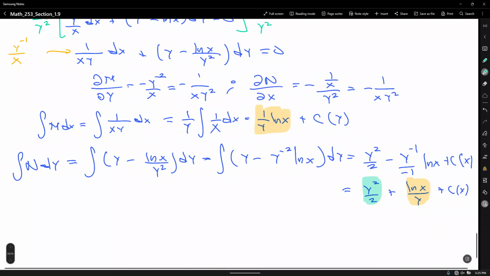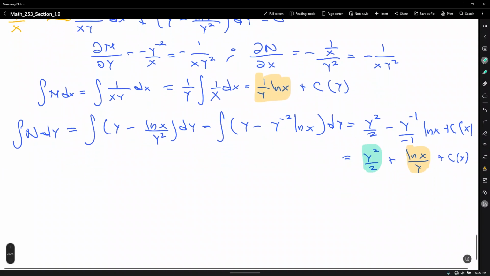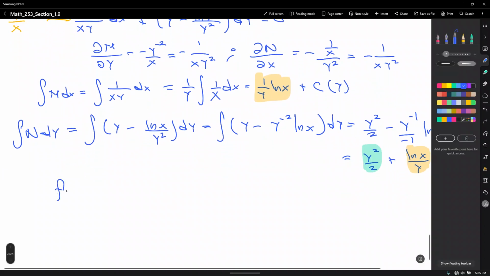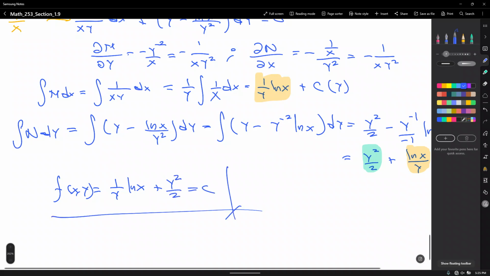So let's form our solution. f of x, y, which is 1 over y ln of x plus y squared over 2, and let that be equal to c. All right? And that's going to be our solution. And no, I don't think we can, yeah, we could potentially solve for y for this one, but actually we could leave it like this. All right, we can leave it in implicit form.